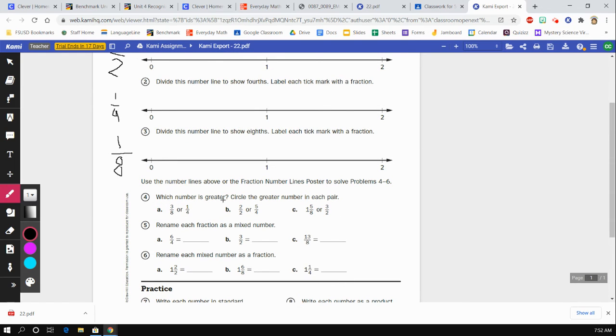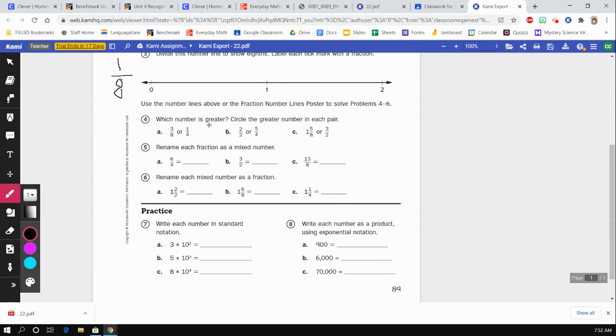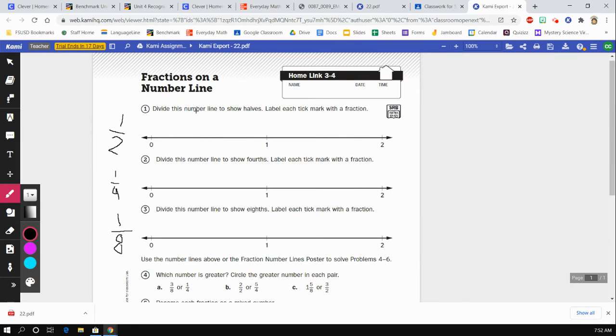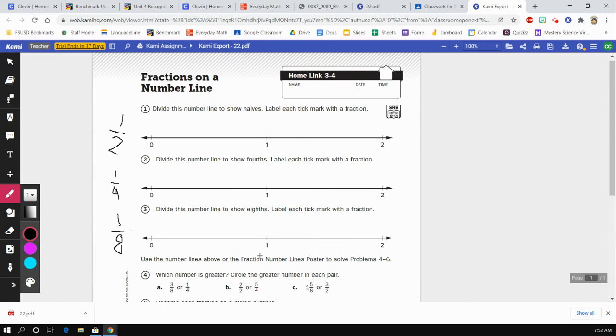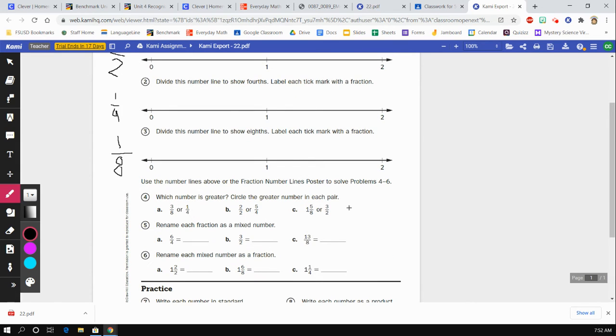So which number is greater? Remember, we practiced this yesterday. Which fraction is greater? 3/8 or 1/4? Well, you got these number lines up here to help show you which one is going to be bigger. 2/2 or 5/4? 1 and 5/8 or 3/2? So you're using your number lines up here to solve this. And don't worry about these just yet. Don't do 5 and 6. Just do numbers 1, 2, 3, and 4.